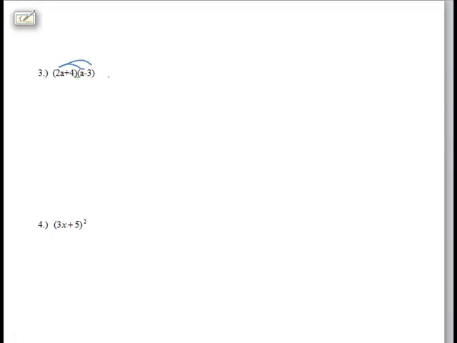So the first term, 2a, distribute it, 2a times a, 2a squared, 2a times a negative 3, negative 6a. The second term, the 4, distribute it into the second polynomial, 4 times a, 4a, 4 times negative 3, negative 12. Now just a matter of combining like terms. The middle two terms are like terms, so 2a squared minus 2a minus 12. Final simplified answer in standard form.